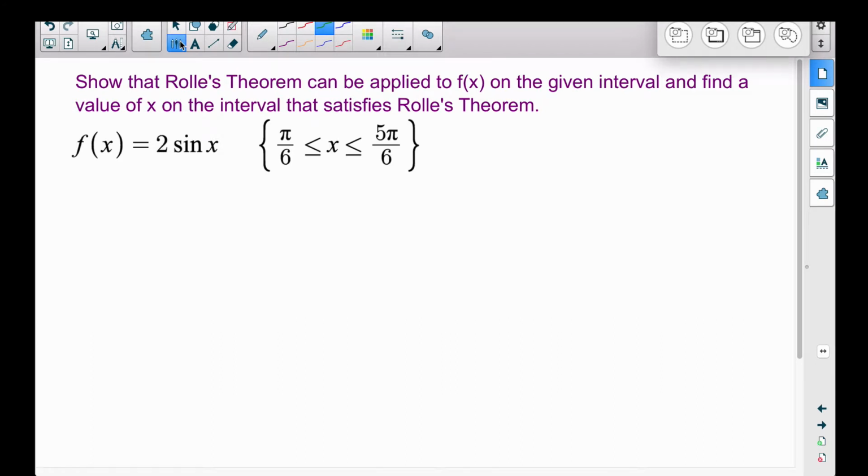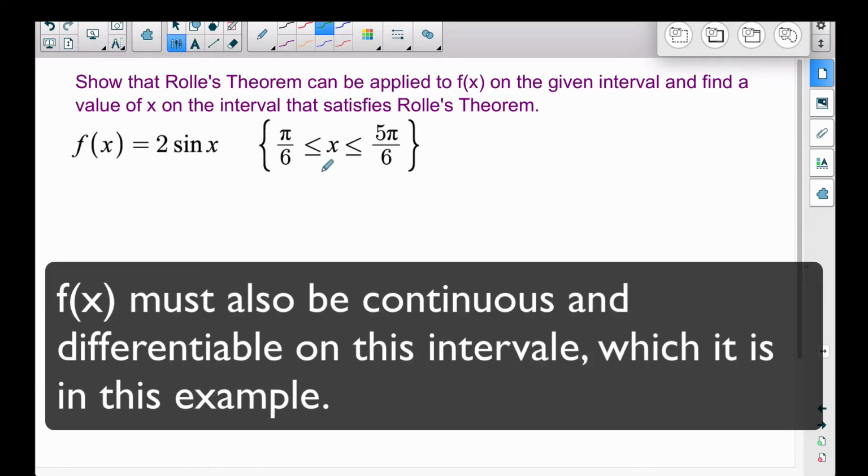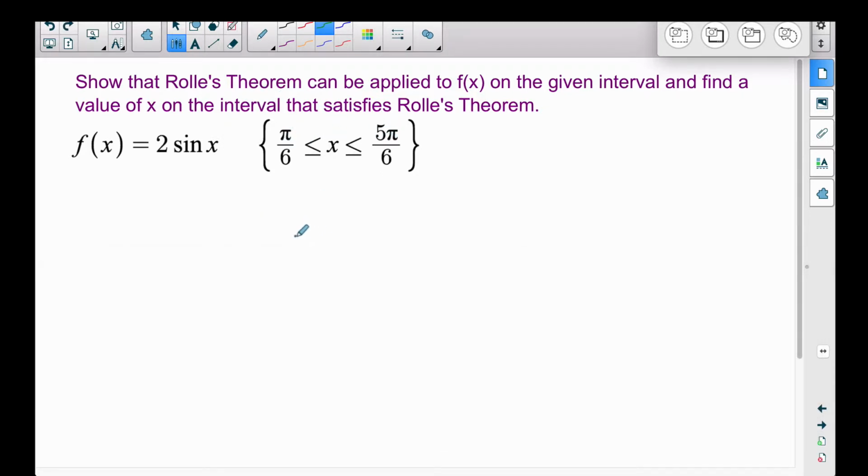So on to this example. Let's show that Rolle's theorem can be applied to f of x on the given interval between pi over 6 and 5 pi over 6, and let's find a value of x on this interval that satisfies Rolle's theorem. Well, first of all, for Rolle's theorem to work, we have to have the same y value at these 2 points. So let's start off by finding f of pi over 6. We want to see if f of this and f of this are the same.